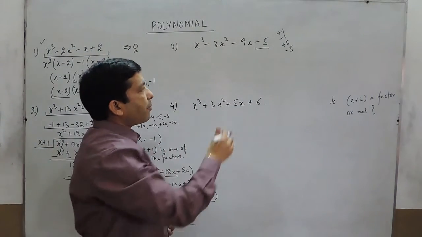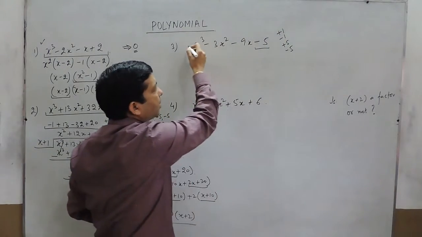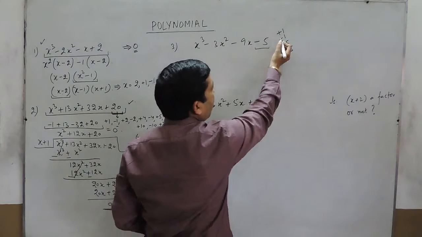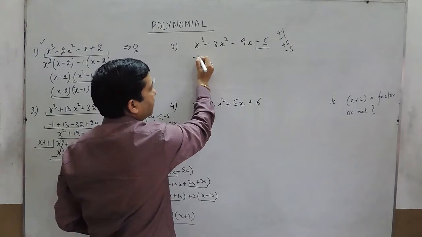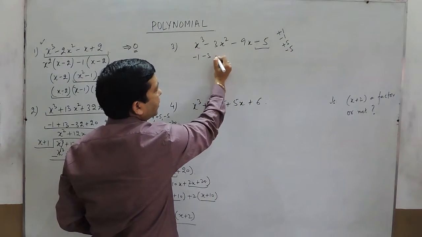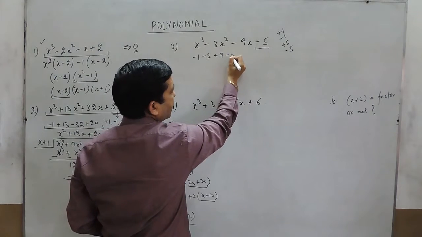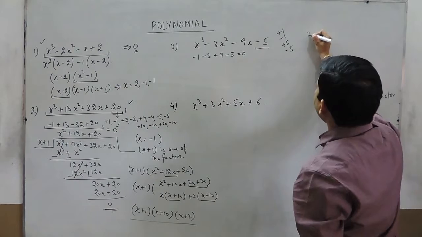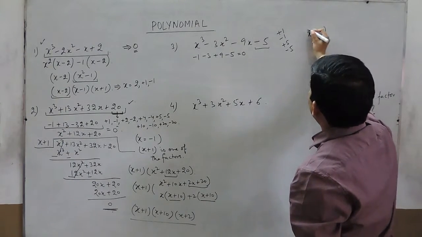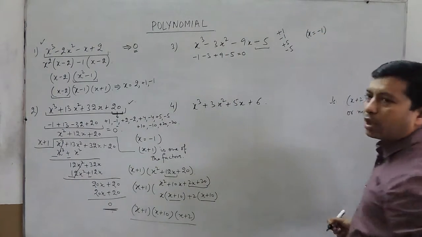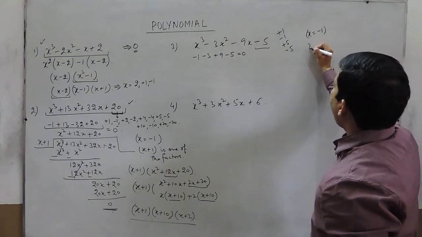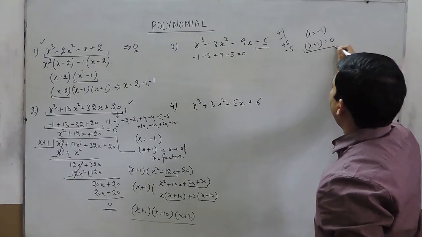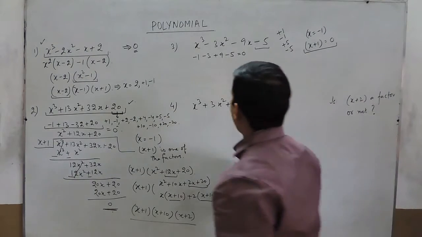If I put the value of x as plus 1, this will not come out to be 0. When I put the value of x as minus 1, it is minus 1, minus 3, plus 9 and minus 5, which comes out to be 0. That means x equals minus 1 is one of the solutions of this polynomial, or x plus 1 equals 0 is one of the factors of this polynomial.